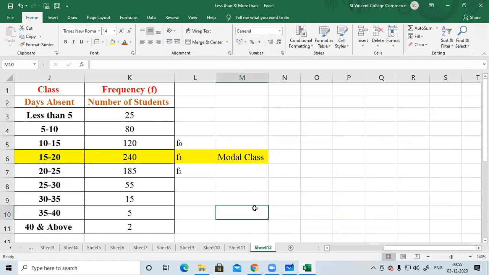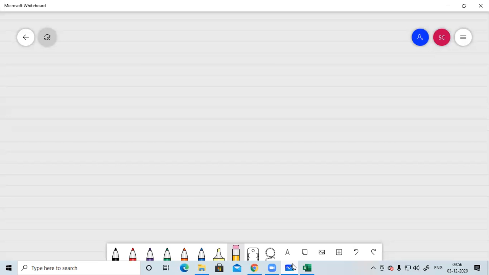Now, do you need to convert this data into continuous data, or is it already continuous? Already continuous. What is continuous also known as? Exclusive. Because understand again, in continuous data, when we are counting, suppose it's 15 to 20, you don't consider 15, you exclude 15. So you count 16 onwards. So let's write down the formula again.